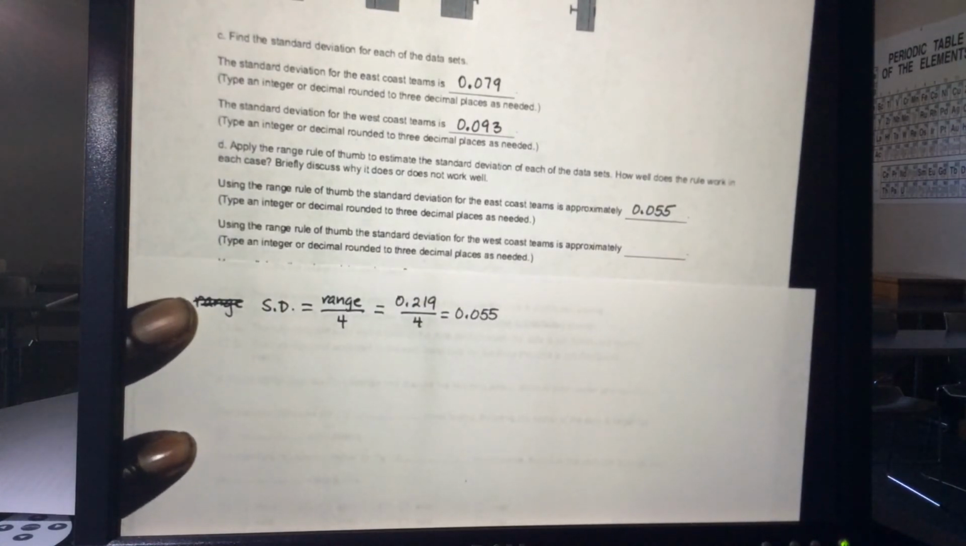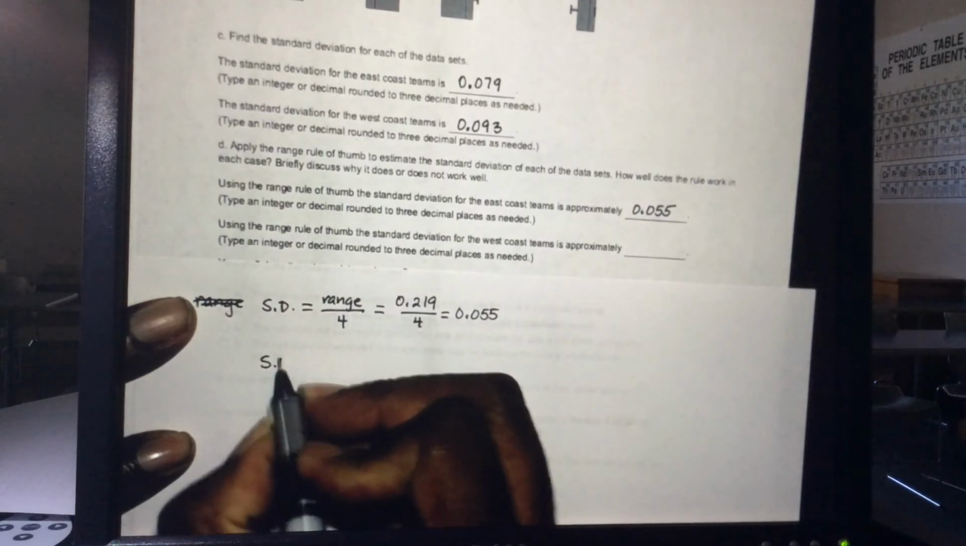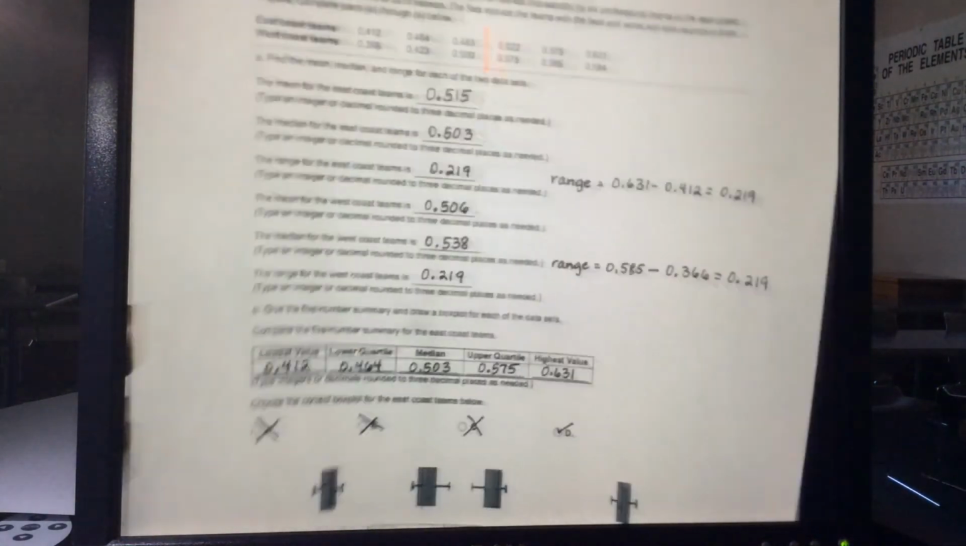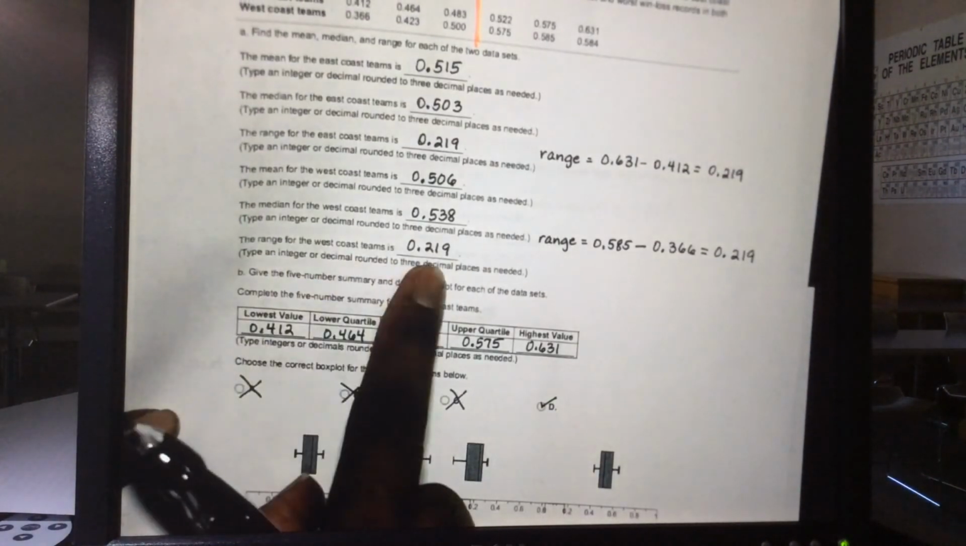Okay. And now for the West Coast teams. And that's for East Coast, and this is for West Coast. Again, range divided by 4. That range for the West Coast teams, range for the West Coast team was 0.219 as well. So I'm going to get the same approximate standard deviation of 0.055 as well.